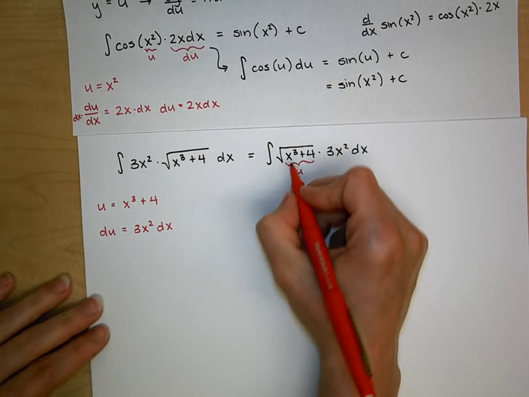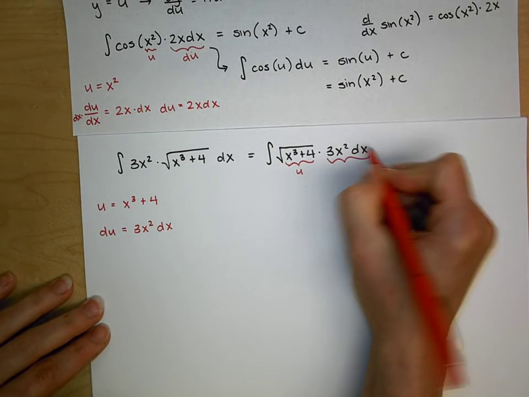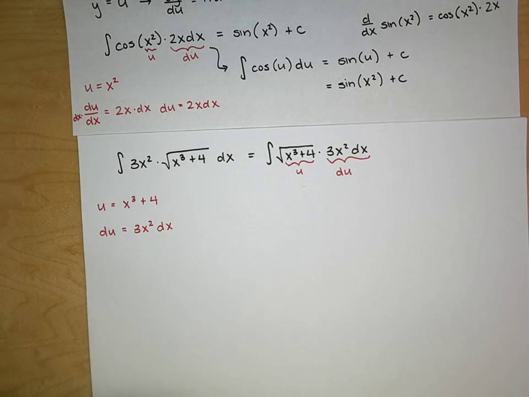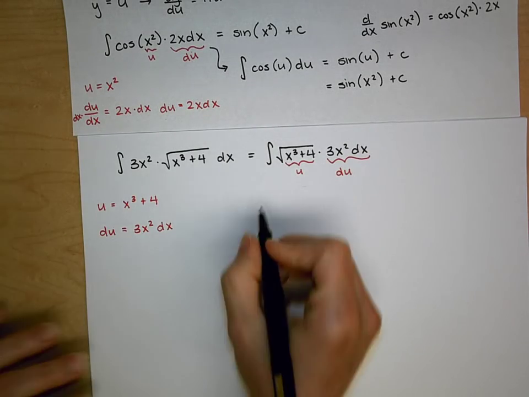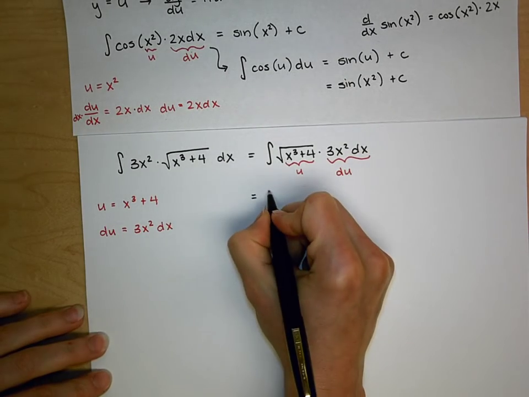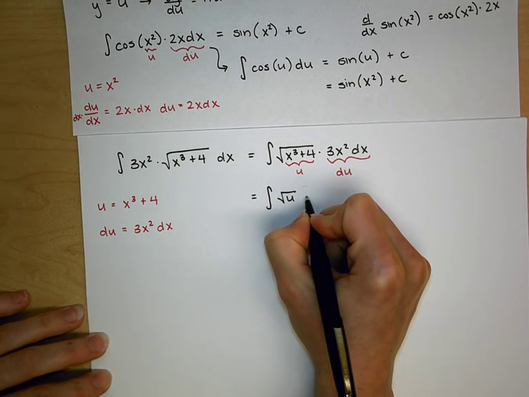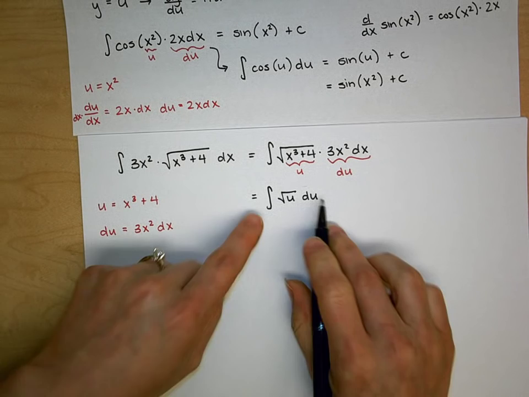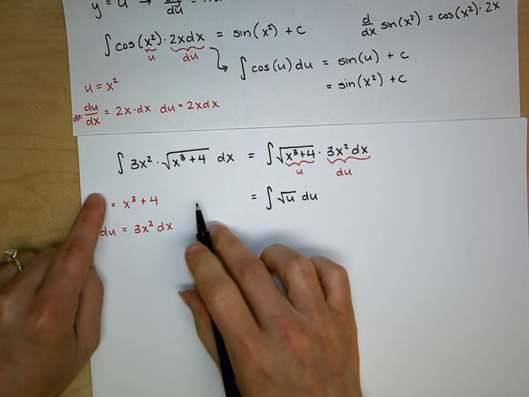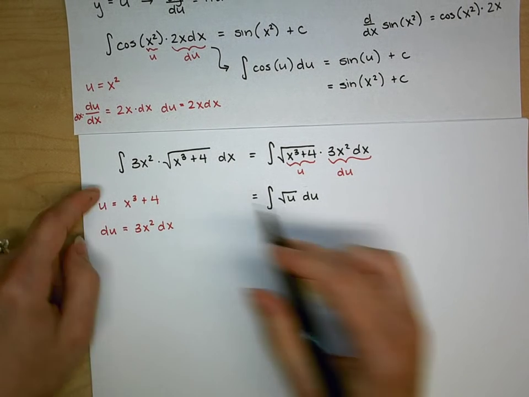Okay, so I have that this part is u, this part is du. So let's just look at how much that simplifies the integration process. So now I have the square root of u du. Notice that is much easier than the integral that we started out with. Okay, so that's a good sign.